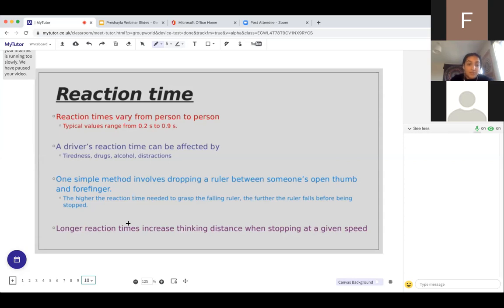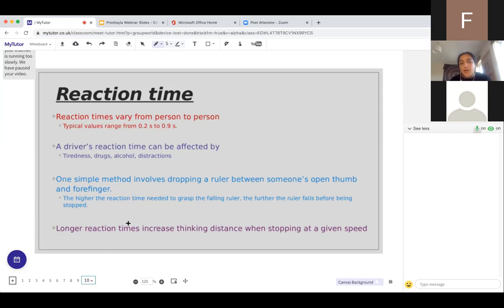So you can imagine that when we link this back to thinking distance, it is going to have a big effect. Thinking distance can be influenced by alcohol, by drugs, by distractions, by reaction time. So if you have a slow reaction time, for example to a traffic light, that's going to increase your thinking distance.